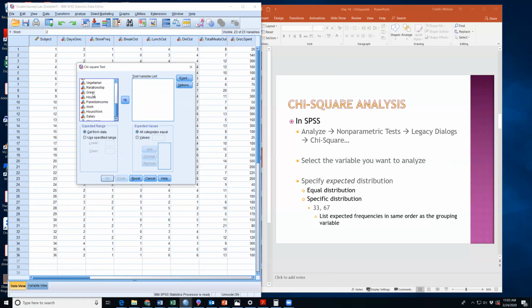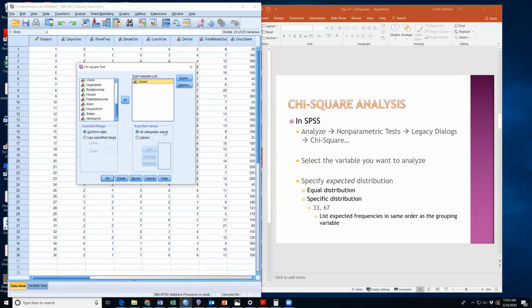Here, we are interested in how many people are in the Greek system, so we're going to move that over to the test variable list. In a chi-square test, we next have to specify our expected distribution. SPSS is going to calculate our observed distribution by looking at how people answered this Greek variable: how many ones were there and how many twos, meaning yeses and nos. We have to tell it what our expected values are. The default is for all categories to be equal, which in this case would mean we would expect 50% of students to say yes, they're Greek, and 50% to say no, they're not Greek.